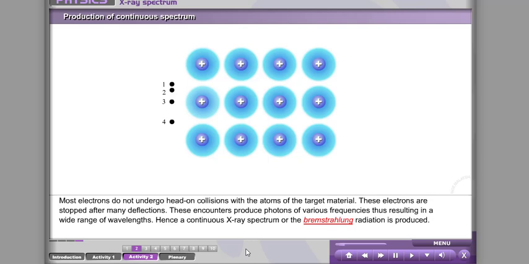Most electrons do not undergo head-on collisions with the atoms of the target material. These electrons are stopped after many deflections. These encounters produce photons of various frequencies, thus resulting in a wide range of wavelengths. Hence, a continuous X-ray spectrum or the Bremsstrahlung radiation is produced.